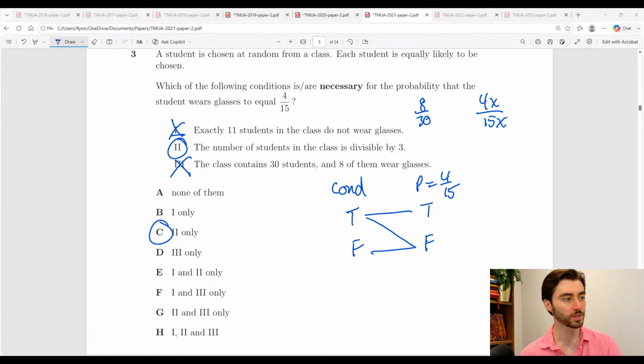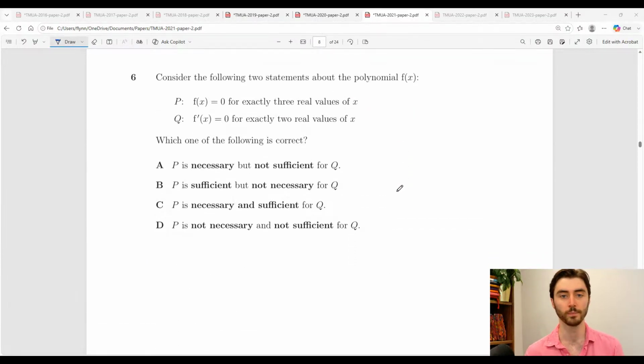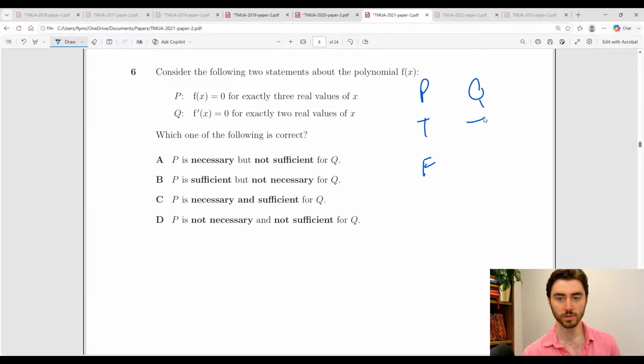I'm just going to quickly look that up just to make sure I didn't do any silliness, but I don't think I did. 3, yep, perfect. I've noted question 6. Cool. Consider the following 2 statements. Okay, so this is one where you have to work out what that mapping is. So let's consider, luckily they've already labeled them P and Q, so I'll just keep that same label. True, false, true, false.